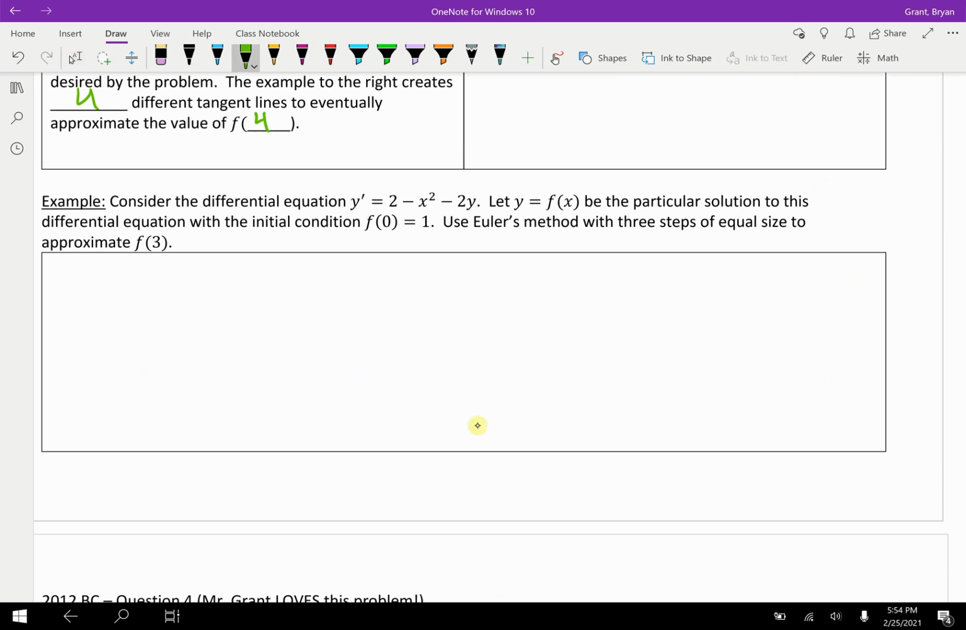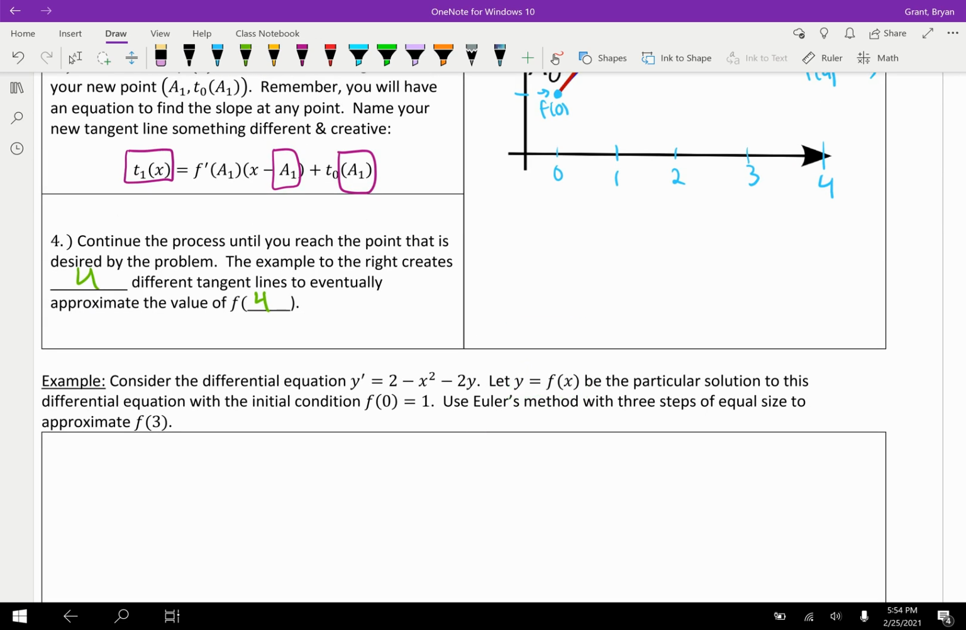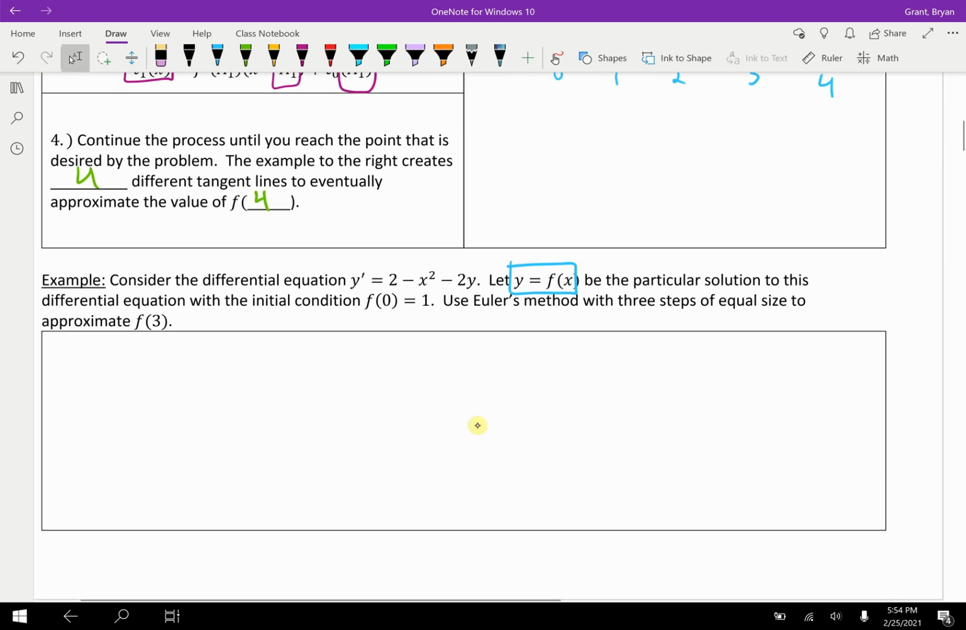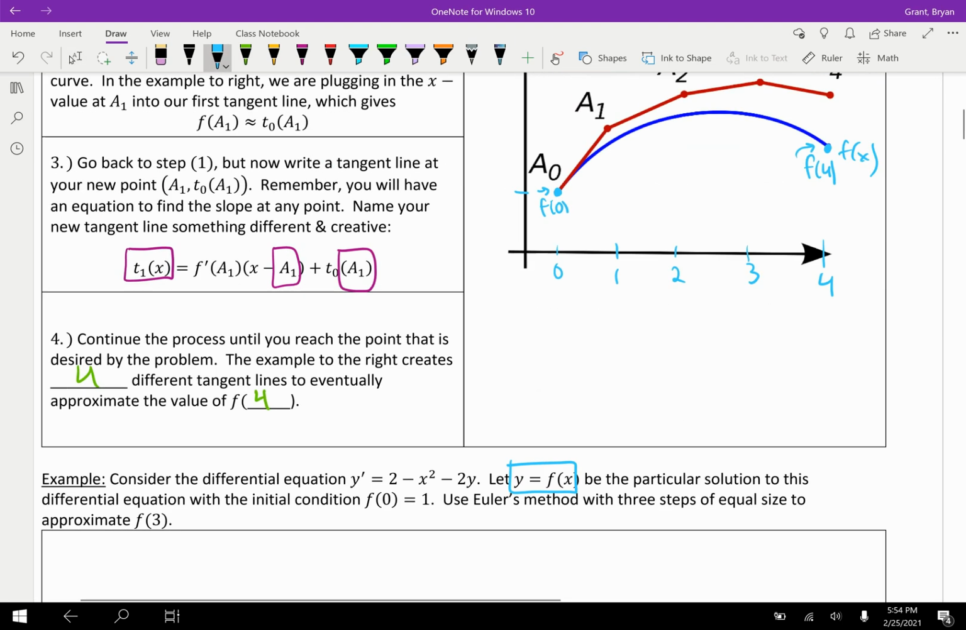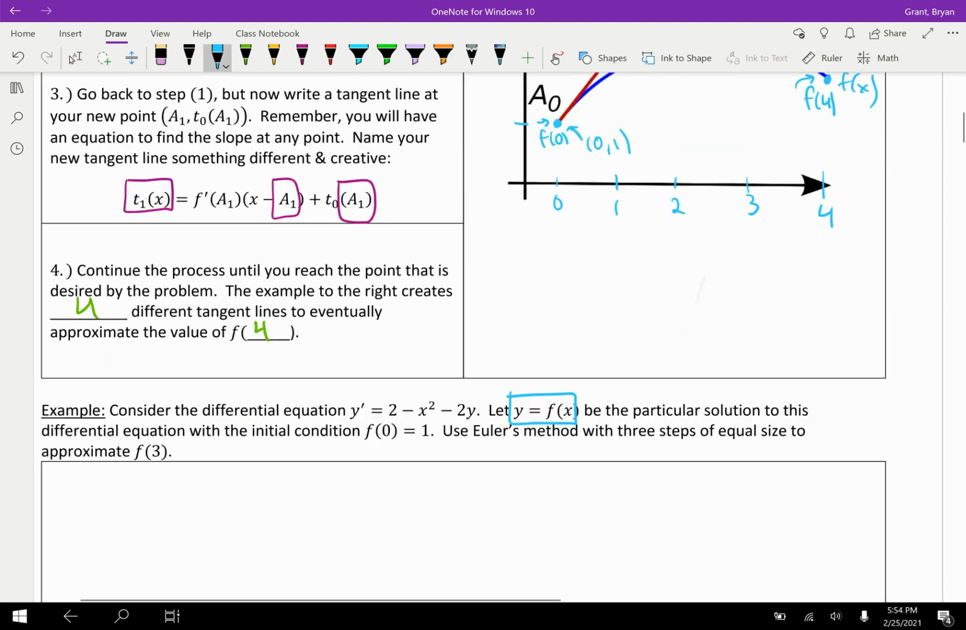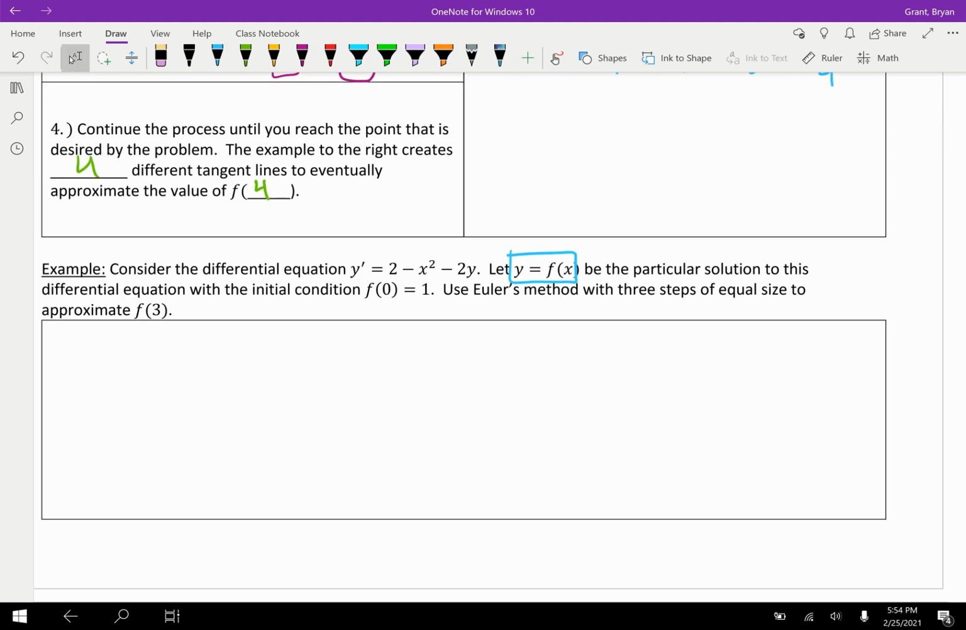We have a differential equation which tells us the slope of whatever the original graph of y is. Let y equals f of x be the particular solution. So this is the function, like this blue one up here. I should stay color coordinated, I think. Be the particular solution, and we know something about the particular solution. It passes through the point (0, 1). So this would be like our point (0, 1) in this case. Use Euler's method with 3 steps of equal size to approximate f of 3.